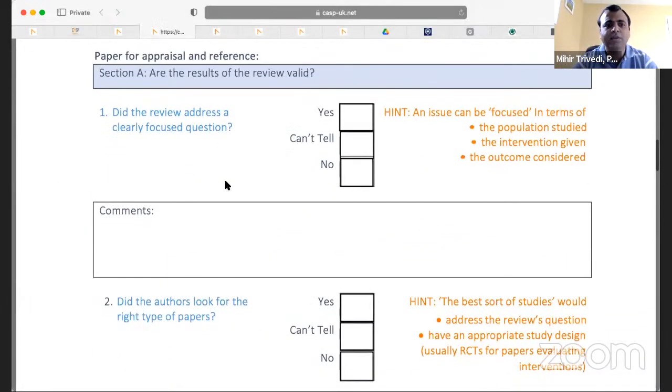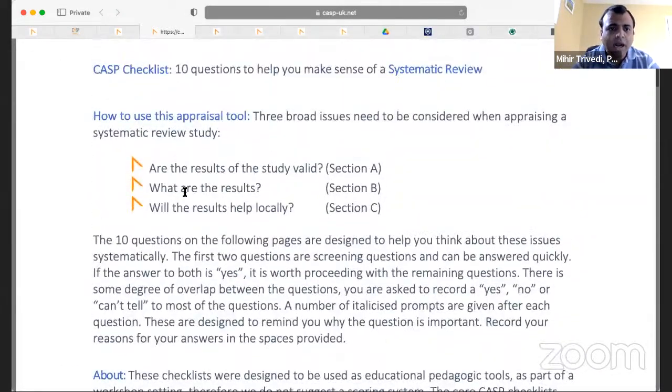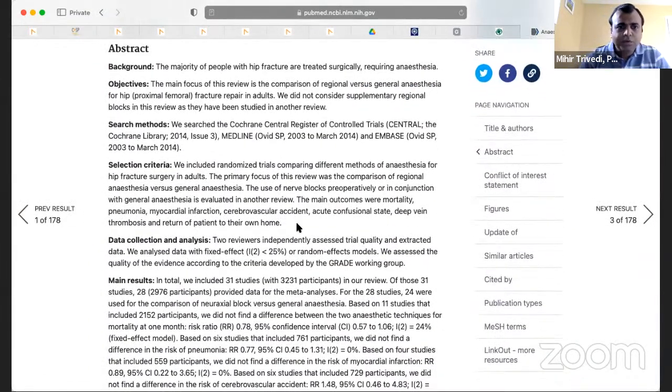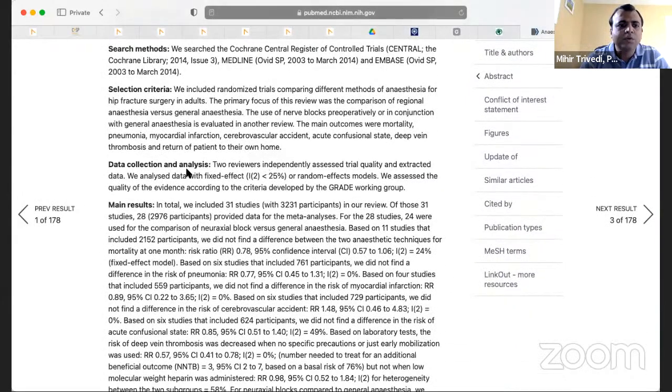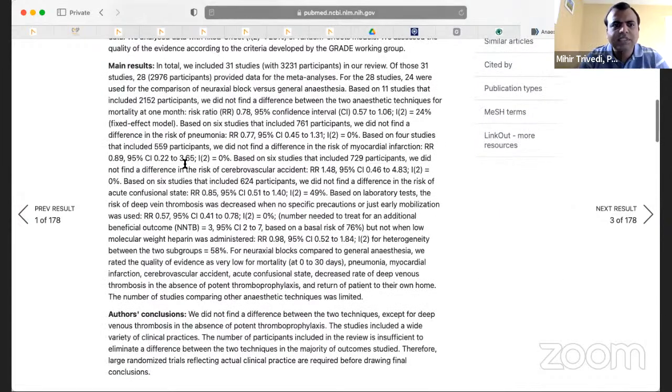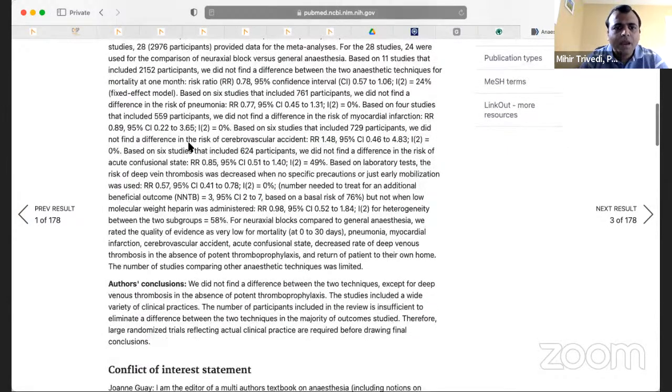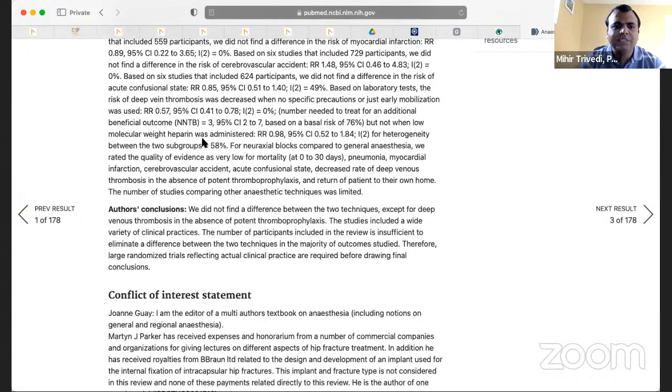So basically, three main questions we want to ask. Are the results of the study valid? What are the results? And will the results help locally? So we want to see what kind of methods were done, the objectives. We want to see how the data collection and analysis were done. This is the main result here. The CI, RR, and the p-value always help to determine the effectiveness of the results. And then we want to see whether those results help us locally or not.